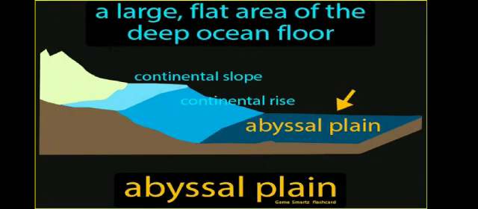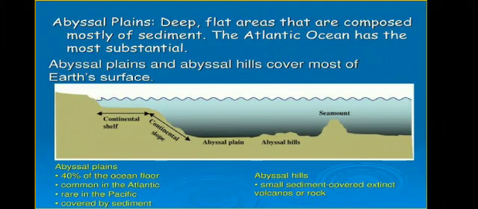Now next, abyssal plains. Abyssal plains are a large flat area of the deep ocean floor. First the continental shelf, then the continental slope, then whatever flat area is observed in the deep ocean floor is called abyssal plains. Abyssal plains and abyssal hills cover most of the earth's surface. We can see that this area is called abyssal plains as well as abyssal hills.